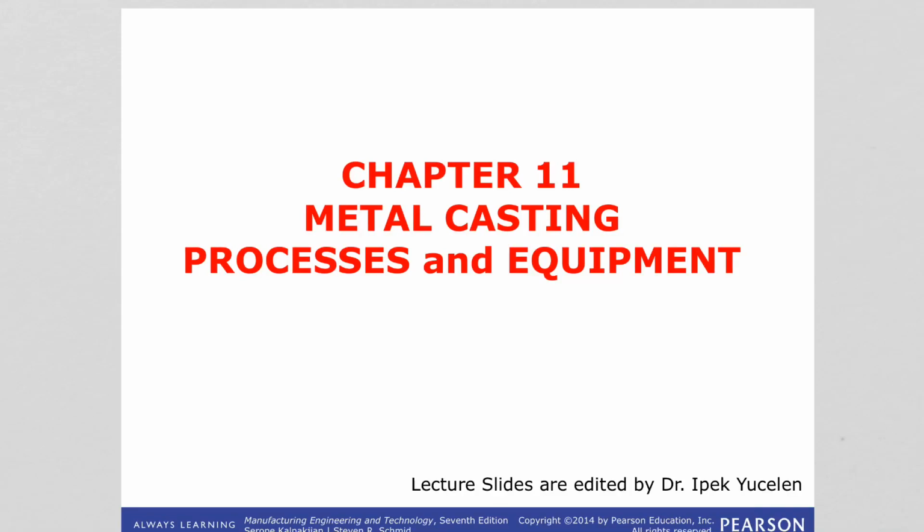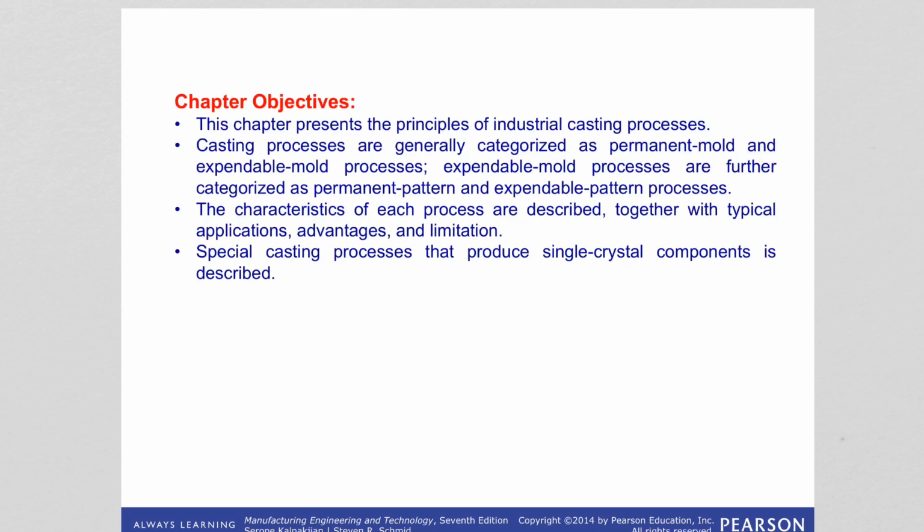Chapter 11, we're going to learn about metal casting processes and equipment. Casting is generally categorized into two categories: permanent mold and expandable mold processes. Basically, expandable means that we are actually consuming the mold each time we do the casting process.